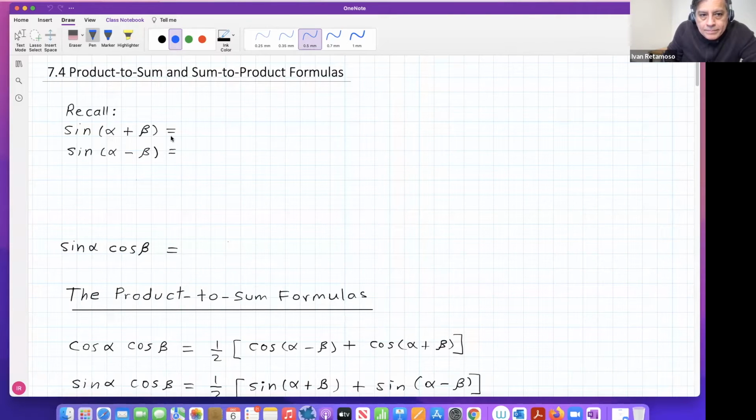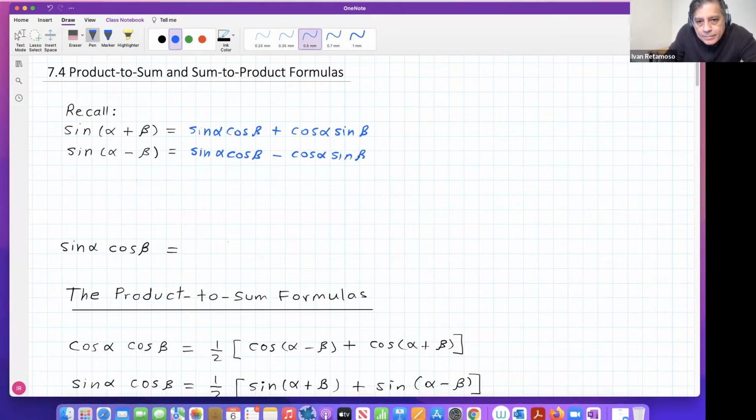Sine of alpha plus beta equals sine of alpha cosine of beta plus cosine of alpha sine of beta. That's the first formula. Second formula, sine of alpha minus beta equals sine of alpha cosine of beta minus cosine of alpha sine of beta. Good. Now, what if we add these two equations component-wise?